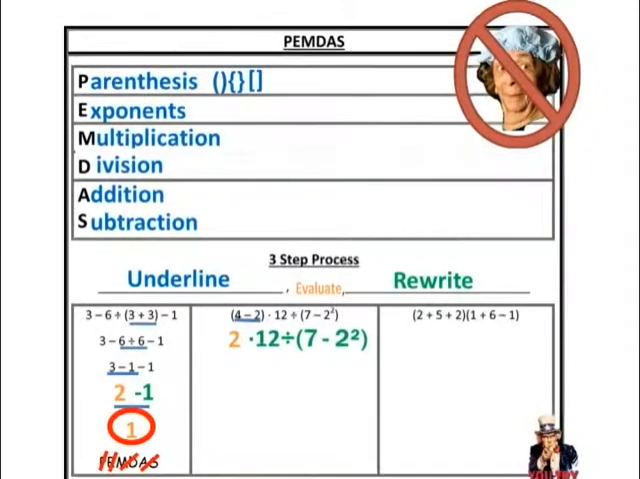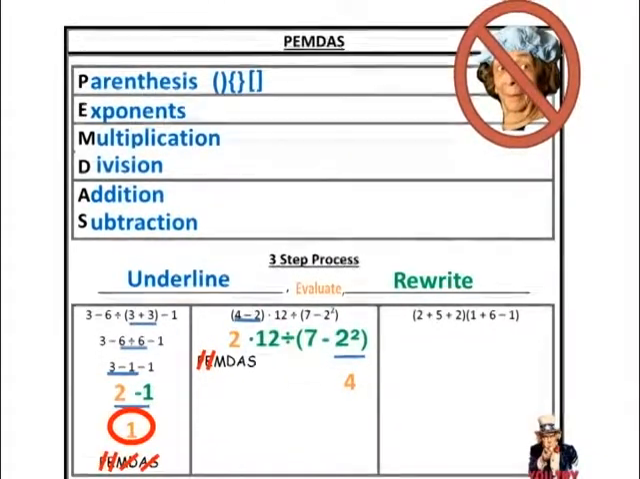7 minus 2 squared. When there's more than one operation inside of a set of parentheses, you need to treat it like the order of operations again. So let's look at PEMDAS. Write it out again, just for that one section. There's no other parentheses in there. I see exponent, so I'm going to take care of my exponent first. I'm going to underline, I'm going to evaluate. 2 squared is really just 2 times 2 equals 4. Now I rewrite. Everything that wasn't underlined comes straight down.